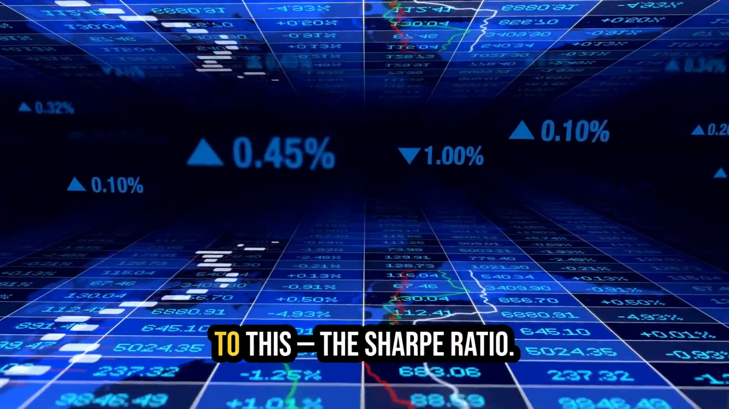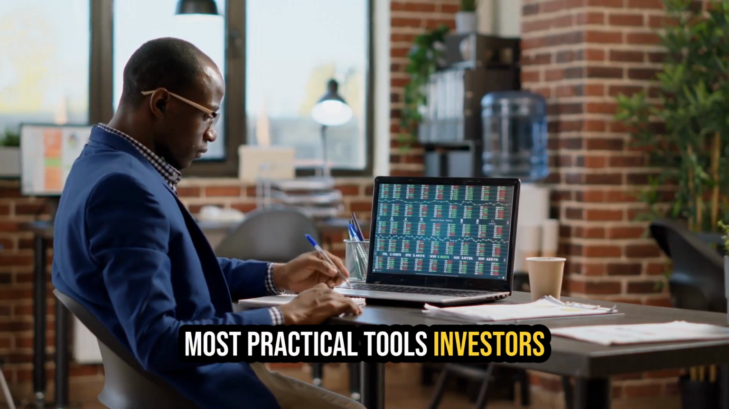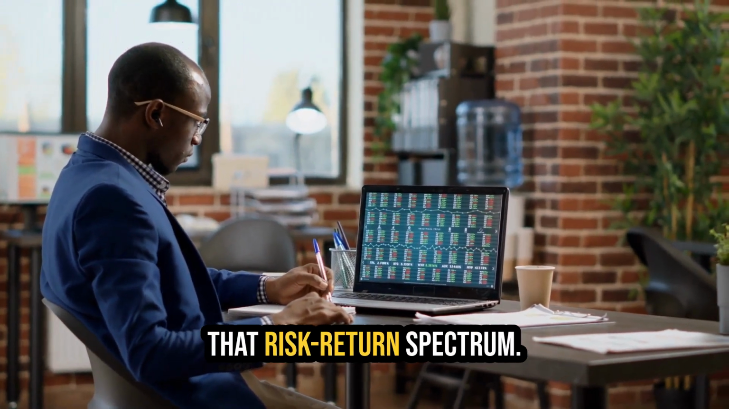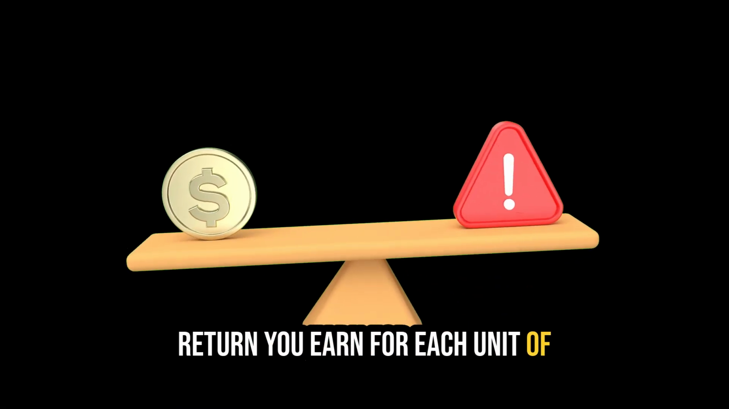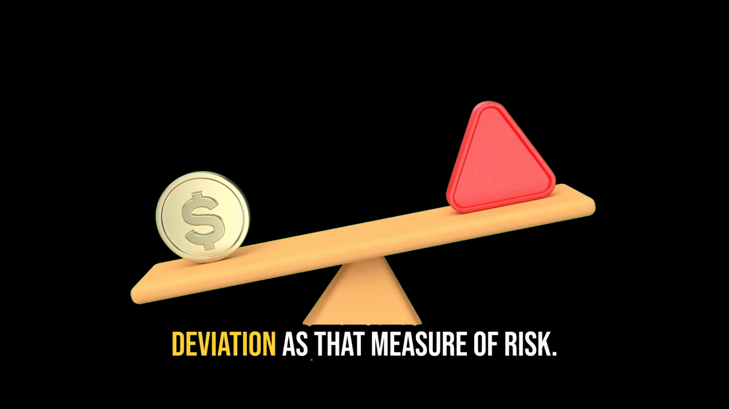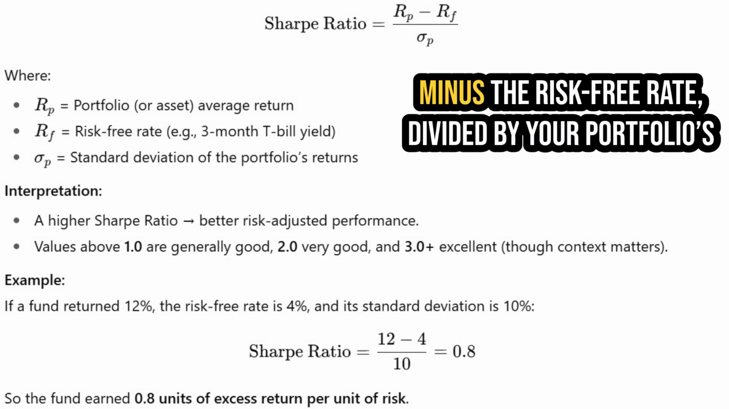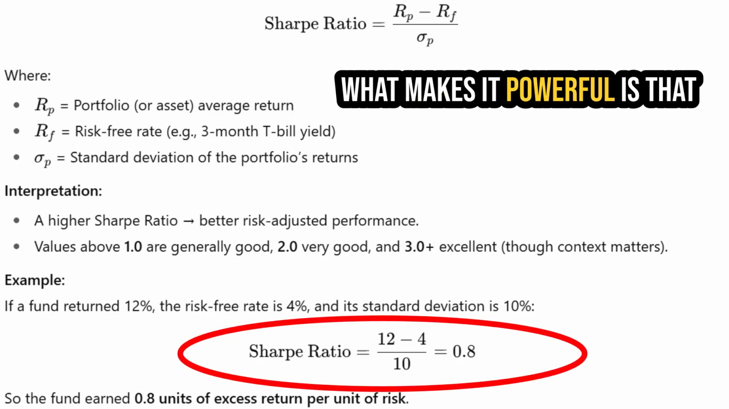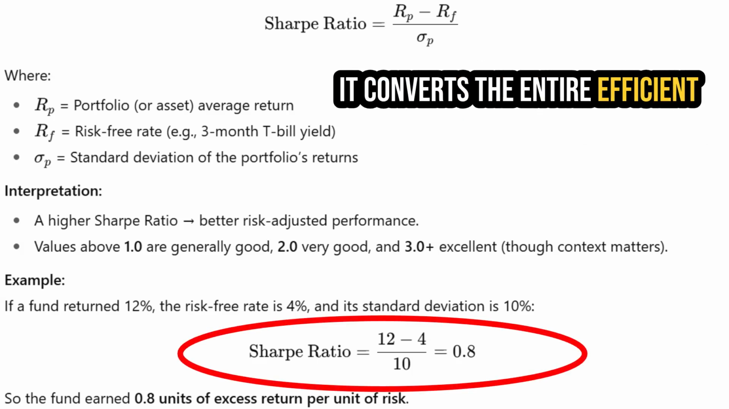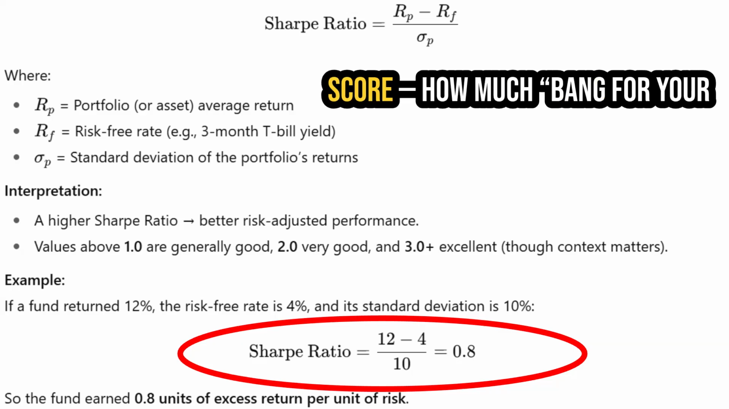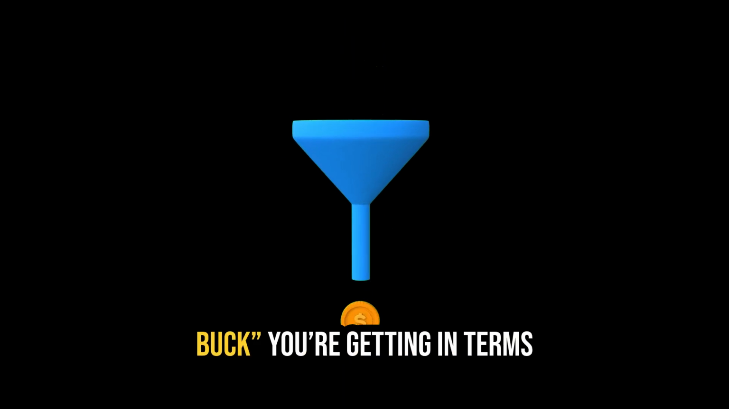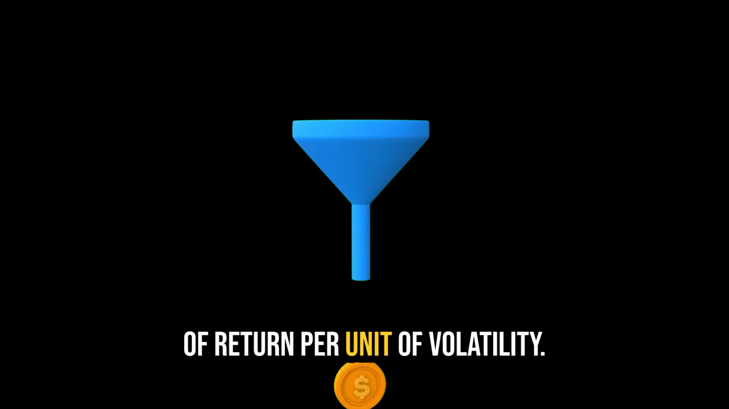Now let's add another layer to this, the Sharpe Ratio. The Sharpe Ratio is one of the most practical tools investors use to compare portfolios along that risk-return spectrum. It measures how much excess return you earn for each unit of total risk you take, using standard deviation as that measure of risk. Mathematically, it's your portfolio's return minus the risk-free rate, divided by your portfolio's standard deviation. What makes it powerful is that it converts the entire efficient frontier into a single efficiency score. How much bang for your buck you're getting in terms of return per unit of volatility.